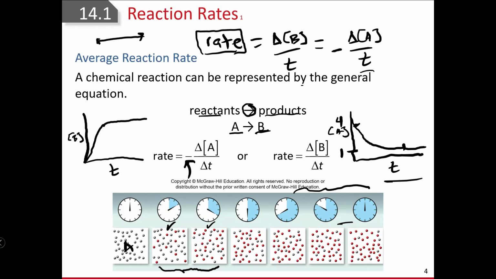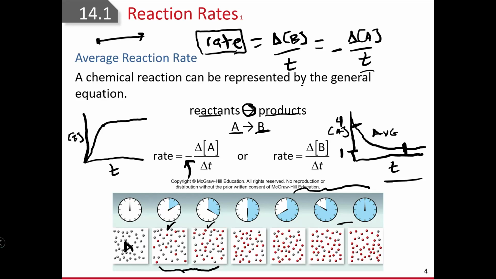So this is a great slide. It's a great start. What we're doing here is calculating average reaction rate. We don't know what the rate is at this particular point, and we don't know what it is at this particular point, or we haven't measured it. We've looked at the rate between these two points, and that's an average.